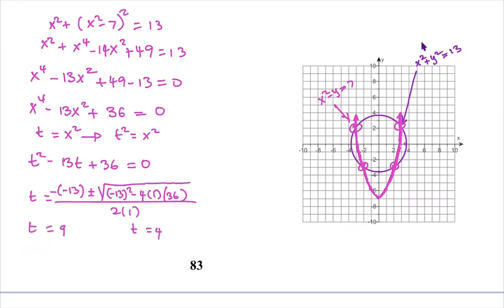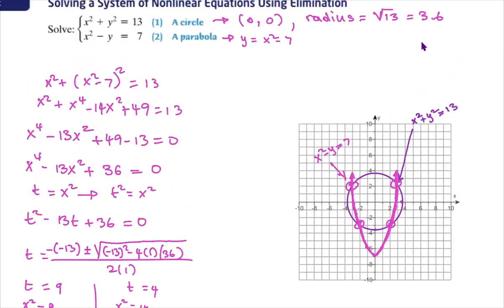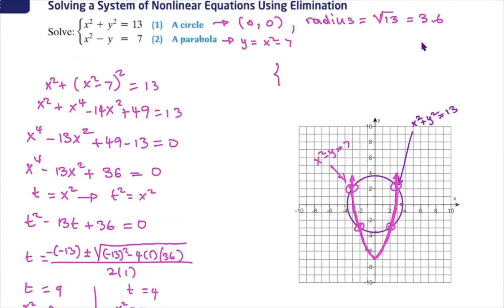And now that's not the final answer, by the way. You need to go back to x. Since t equals x squared, you got x squared equals 9, and when you take the square root, x equals plus minus 3. And also t equals 4, so then you're going to have x squared equals 4, so you have x equals plus minus 2. So basically you have those 4 x's.